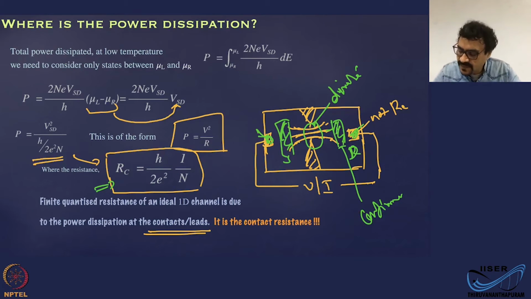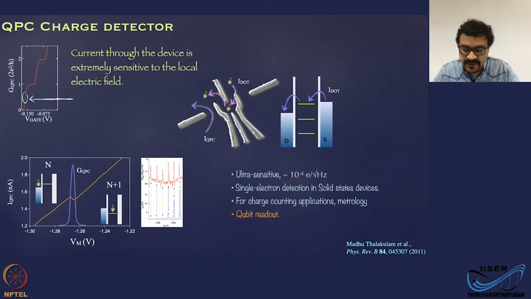Now let's look at some interesting applications of point contacts. When I say point contact, that includes the quantum point contact, which we have discussed, and also atomic point contacts, which are really atomic-level constrictions, or atom contacts. So what we understood is that the conductance of the channel is quantized in units of 2e squared by h.